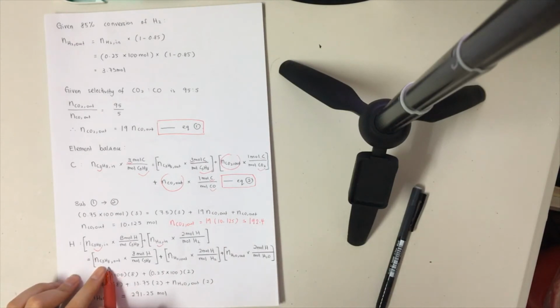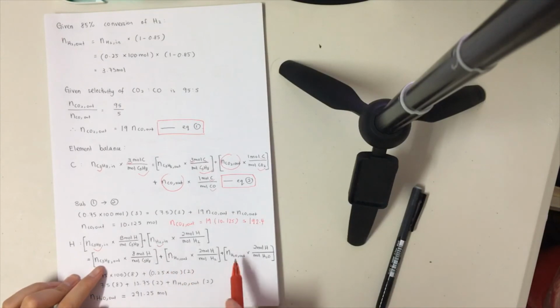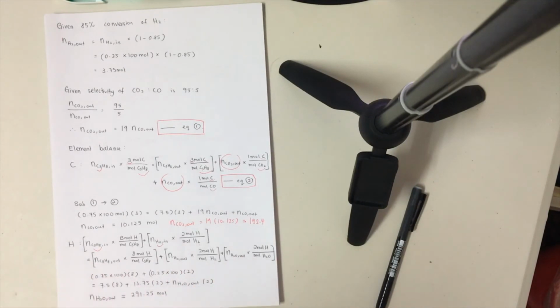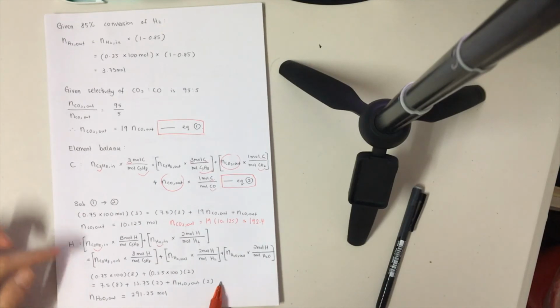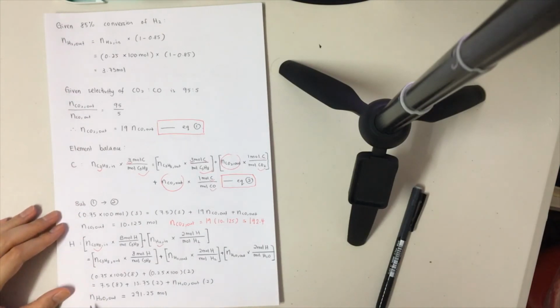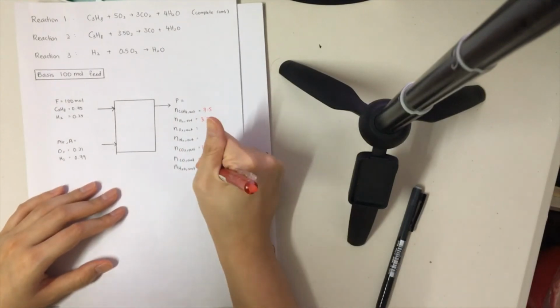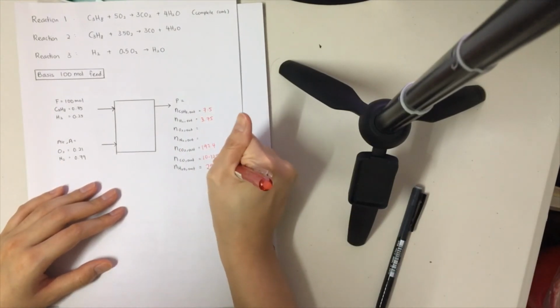What comes out that has H? We have propane, hydrogen, and of course H2O. Substitute all the values in again, which we have found from previous, and we will find that the number of H2O out is this, 291.25 mole.